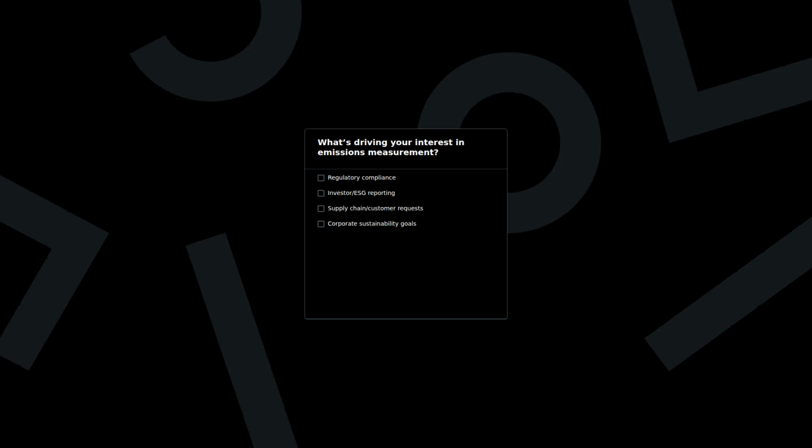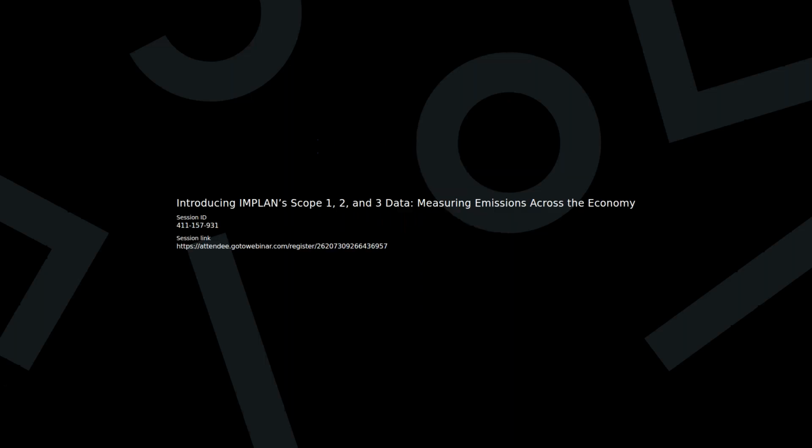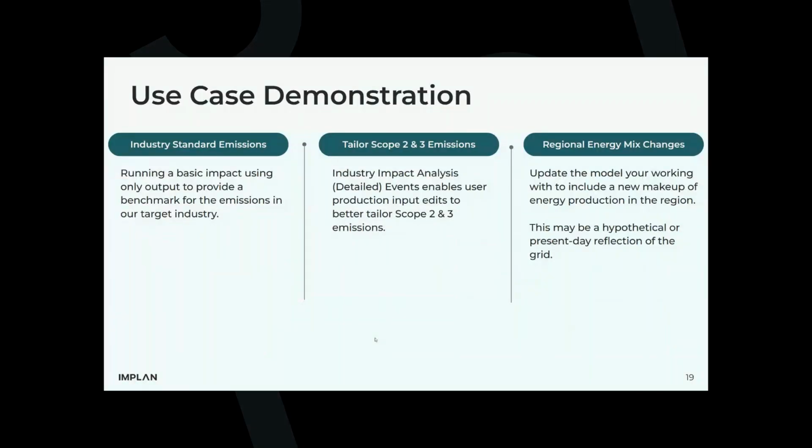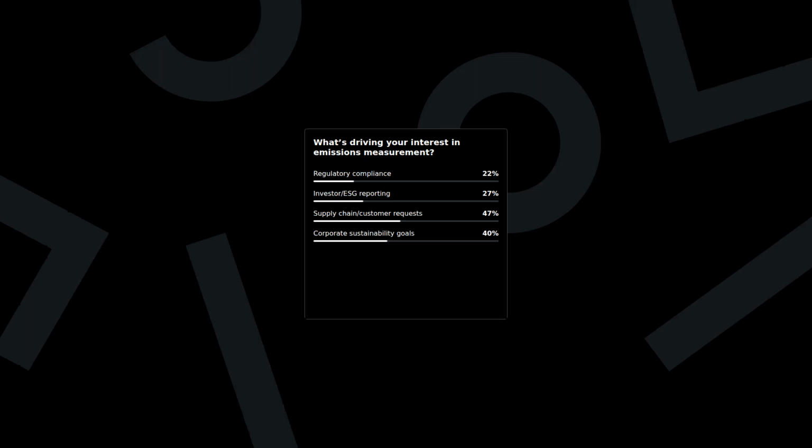For the sake of time, I've created these use cases as screenshots of how we will lay these out in the application. So we'll go through each of these. They'll increase in terms of the level of customization that you'll see as we move from left to right here. We'll get more advanced. So first, we'll start off with an industry standard emission impact.